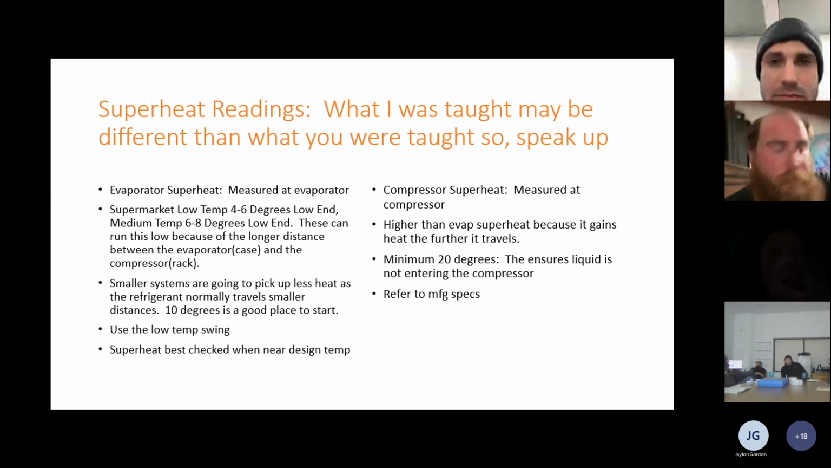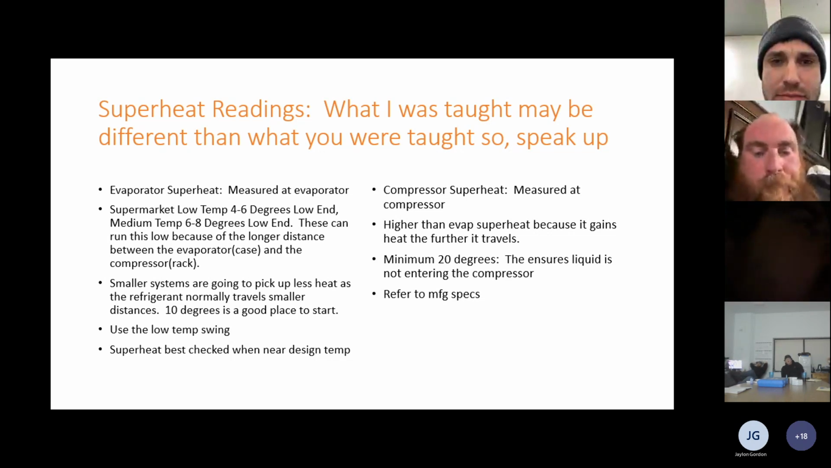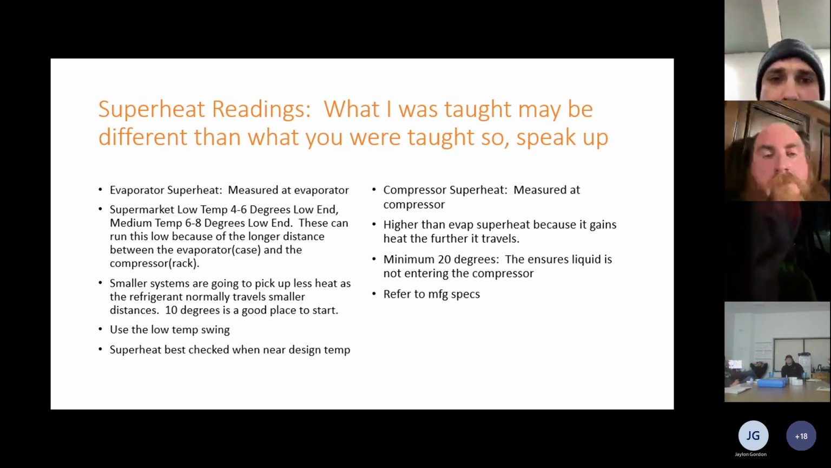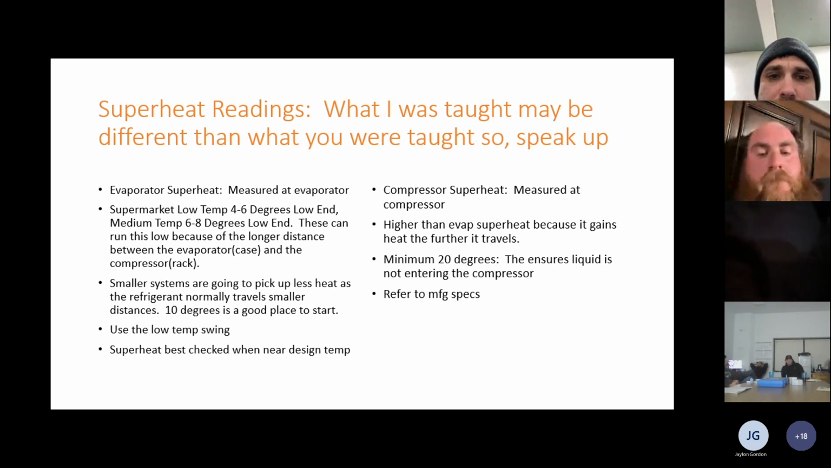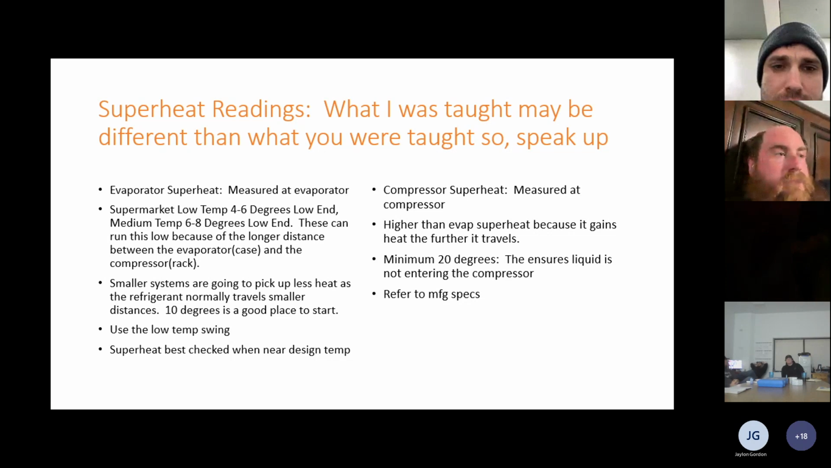All these compressor manufacturers have superheat requirements. In a supermarket, for example, low temp cases, like your freezers, are usually acceptable running 4 to 6 degrees of superheat. Medium temp, roughly 6 to 8 degrees of superheat. That doesn't mean your compressor is going to be running 6 to 8 degrees of superheat. In a supermarket you have a lot longer line sets, a lot more distance, so it's going to be gaining heat as it goes. Most compressor manufacturers don't want to see anything less than 20 to 25 degrees of superheat.